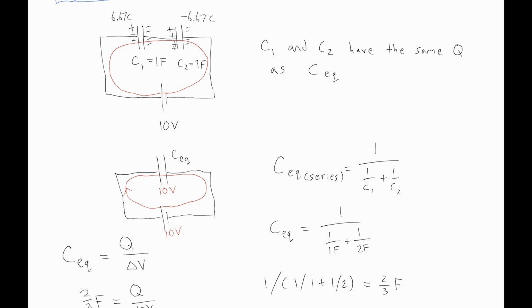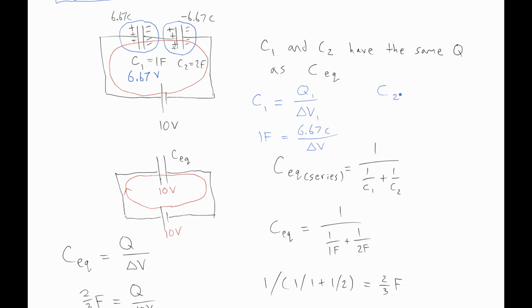Now we can analyze each of the capacitors individually to see what their potential drops really are now. All you do is you apply the C equals Q over delta V to each of them individually. So you got to use C1, Q1, and delta V1. Well, we know C1 is 1 farad. We know the charge is 6.67 coulombs. And then we can solve for delta V. Delta V is going to be that first capacitor drops 6.67 volts.